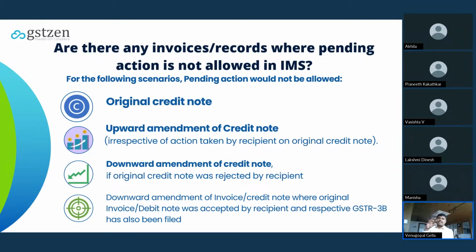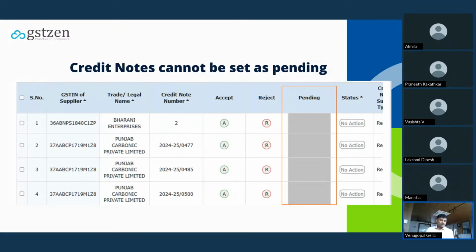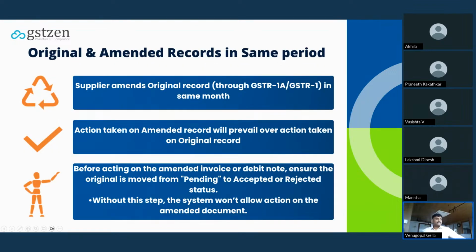Like the original credit note, downward amendment, upward amendment, all the corrections in the credit note. Table 9 of GSTR1, 9A, 9B, even those upward, downward amendments, even that also has to be accepted or rejected. So if you see credit notes, you cannot keep anything pending, that is greyed out. Either you mandatorily accept it or reject it.